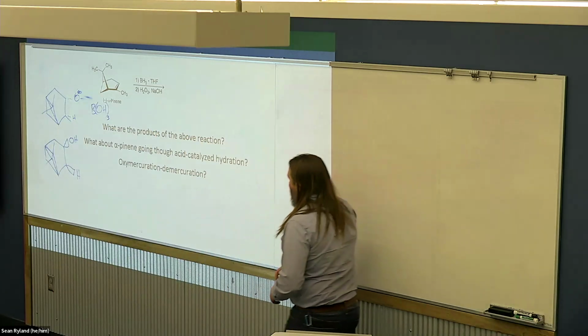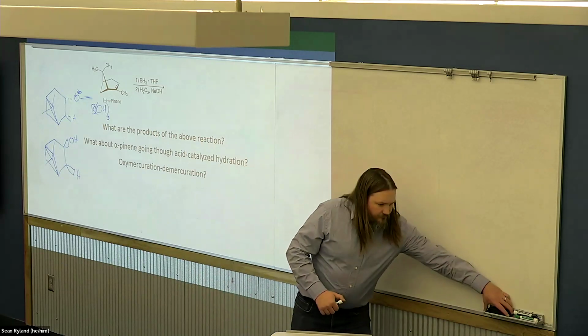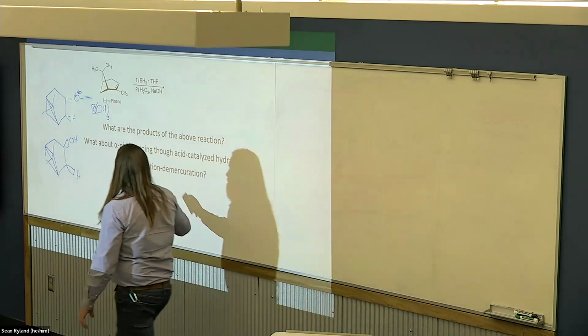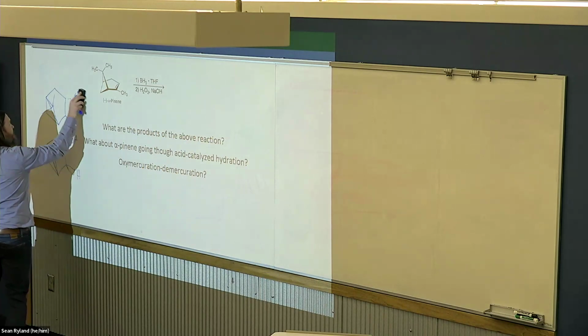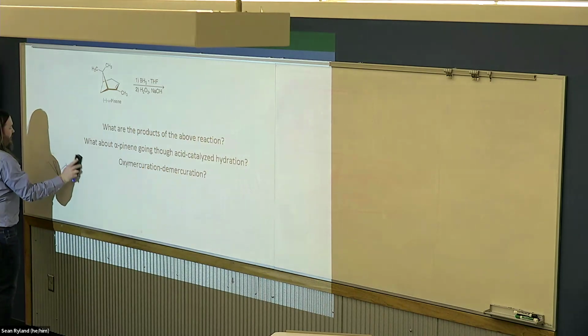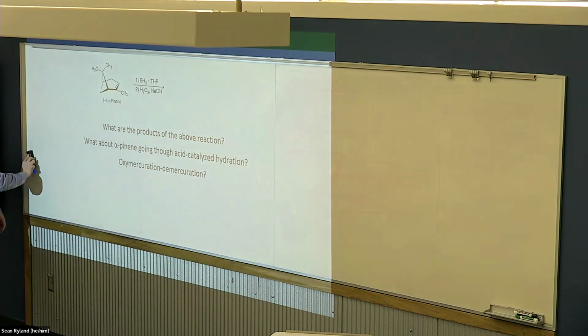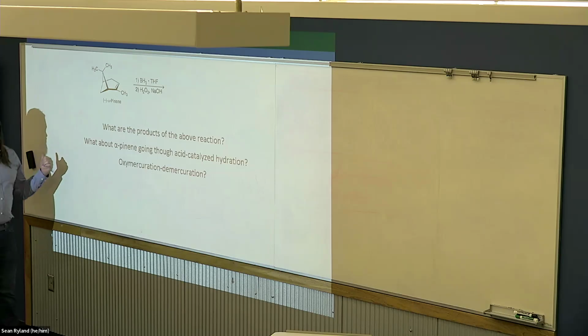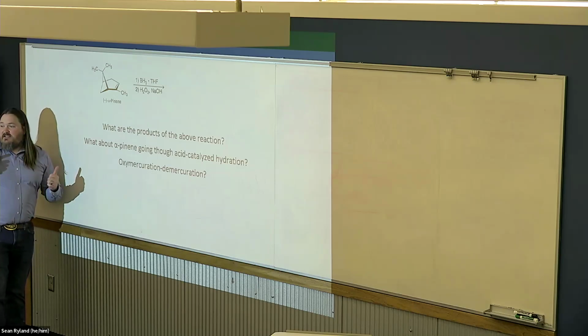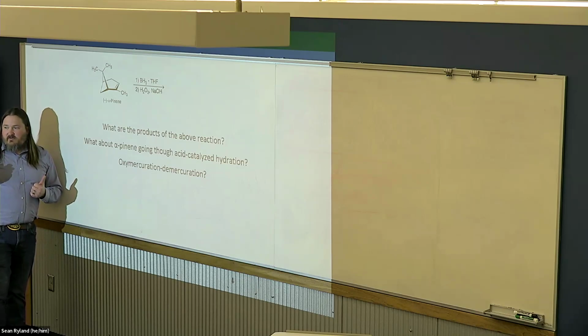So what if this went through oxymercuration? We have similar concerns, right? It's a similar mechanism in that it's going to be two steps. First, we start by adding the mercury. And then we add the oxygen, and that one is an SN2 attack, right?